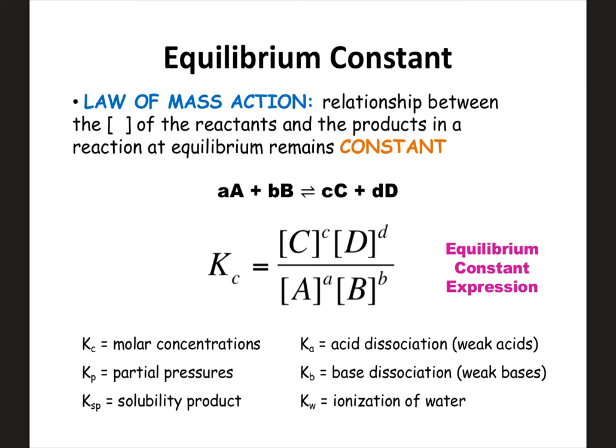And we'll talk about how it's written here in a second, but you can see pretty much it's going to be products over reactants always. And this Kc in front stands for the equilibrium constant. It can be written as a number of different things here. It might be listed as Kc if you were dealing with molar concentrations. It might be listed as Kp if you had partial pressures here. We've already seen Ksp in solutions. It stands for the solubility product constant. If you were dealing with acids or bases, it might be Ka or Kb, or if you're dealing with the ionization of water, it could be Kw.